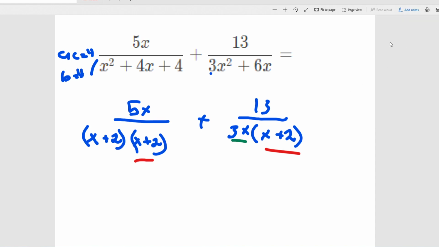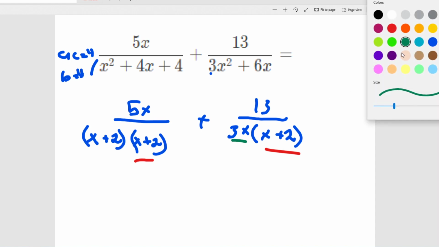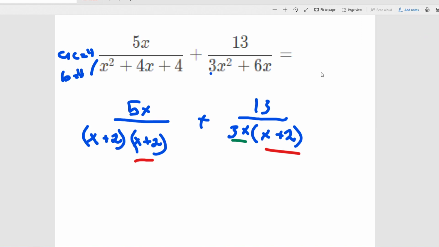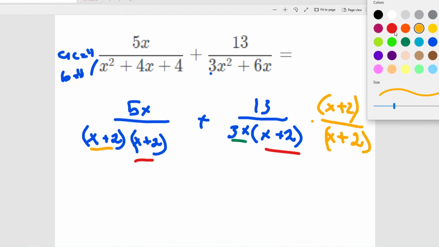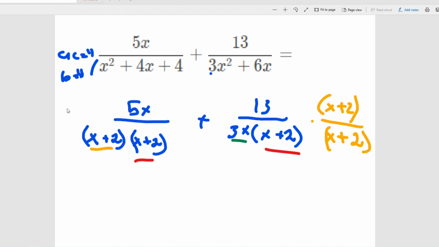This guy's 3 and an x. And we'll use orange. This guy's an x plus 2. So we're going to give kid 2 x plus 2. Because that's what he wants. That's what he's missing. And we're just going to cave. We're going to give the other guy 3x. Because he wants both the 3 and the x. And we're going to give it to him as a 1 fraction.